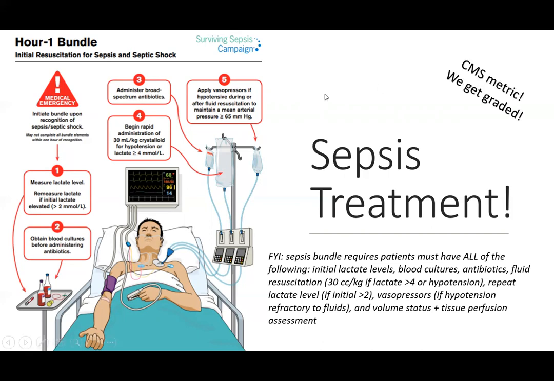This is something that CMS actually grades us on. So the Center for Medicaid and Medicare, all hospitals will have their metrics published, and it helps guide our reimbursement as well as our patient safety scores. And so not only is this the right thing to do for patients, but it also directly impacts how our hospitals are graded. And then the sepsis bundle, which is sort of these steps 1 through 5, all of the sepsis bundle criteria have to be met for us to get a check mark in terms of treating sepsis correctly. So this is what you guys should remember.